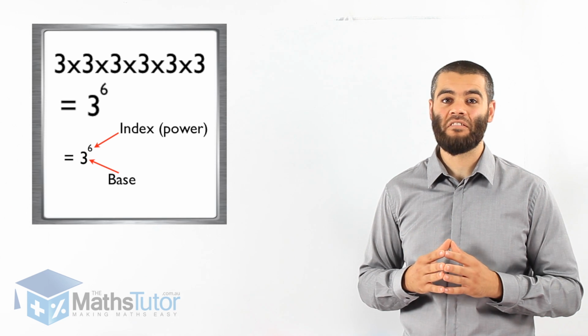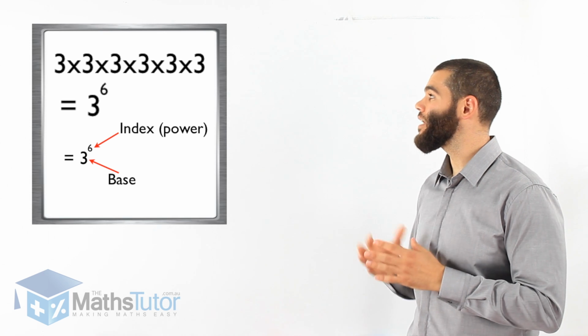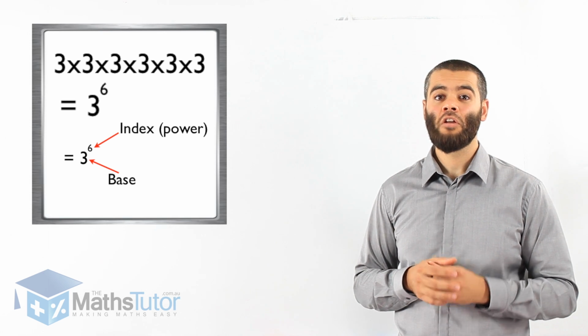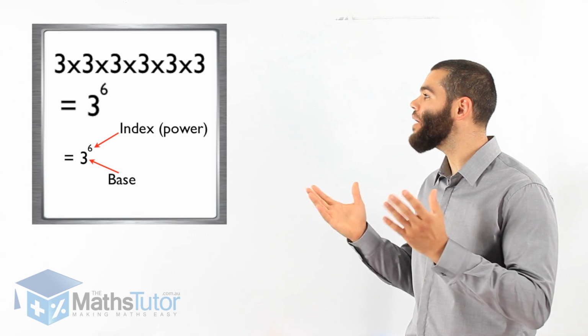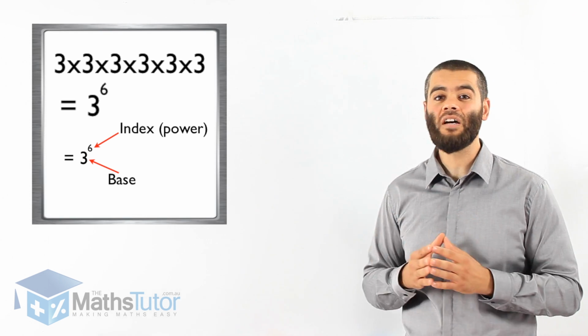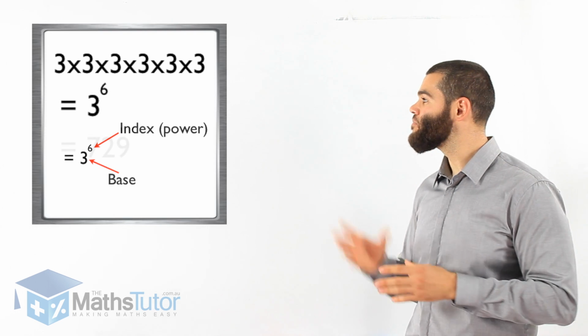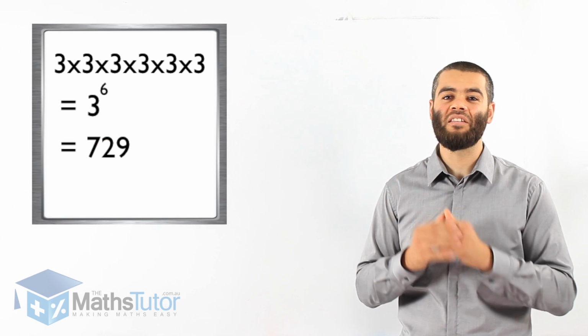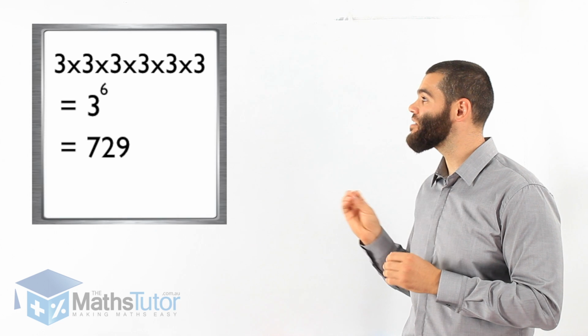6 is the index. So to write it in simpler form, in index form, we write it 3 to the power of 6. If we want to know the basic numeral, the answer for 3 to the power of 6, what is the answer? Grab your calculator and try it. 3 to the power of 6 equals 729. Now we can see how simple it is.